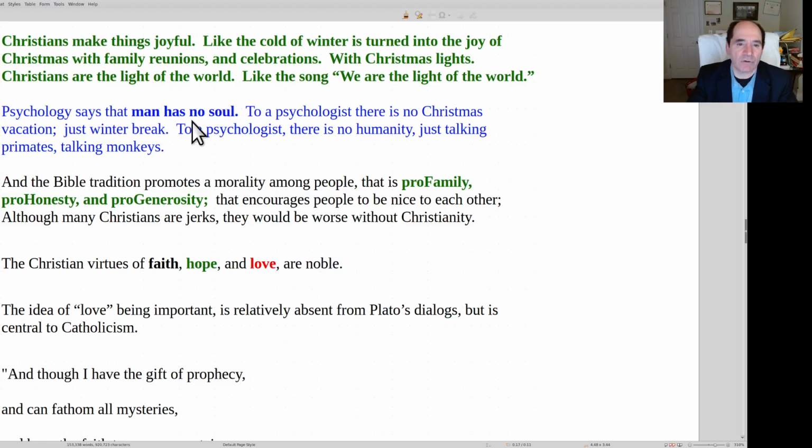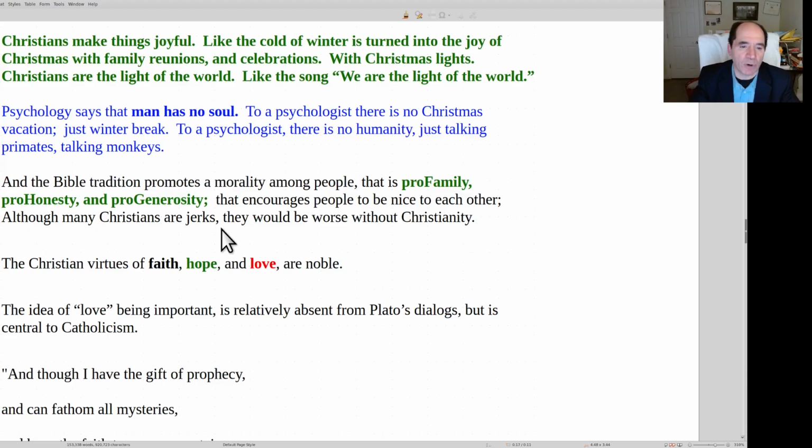Psychology says that man has no soul. He's just a talking monkey, a talking primate, atheistic Darwinism. So to them, there is no Christmas vacation. There's just winter break. There is no Easter vacation. There's just spring break, okay? They dehumanize things, okay?